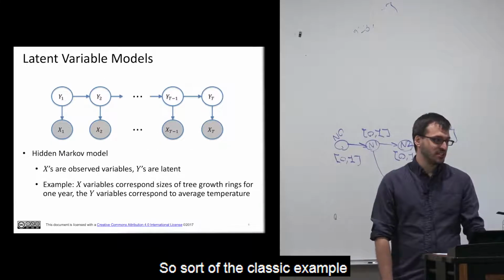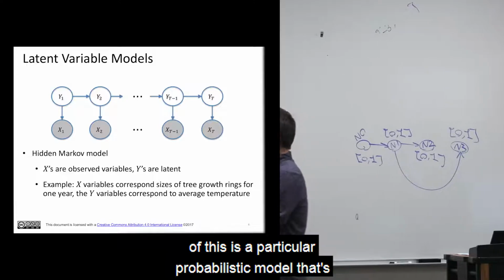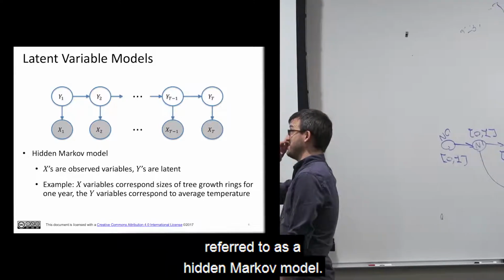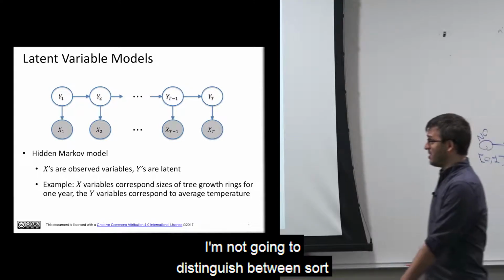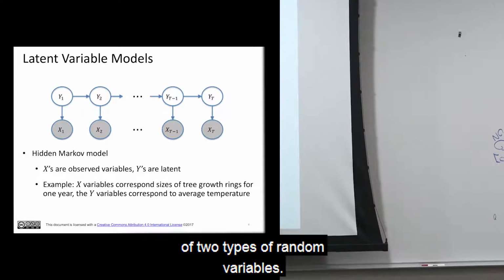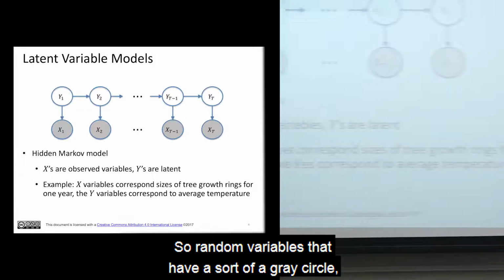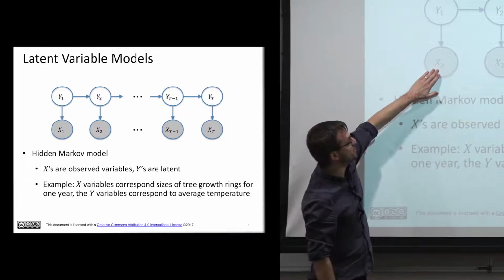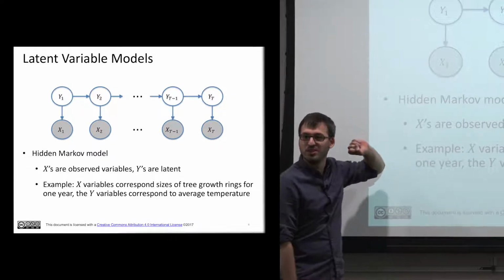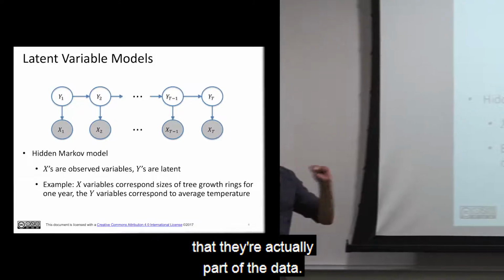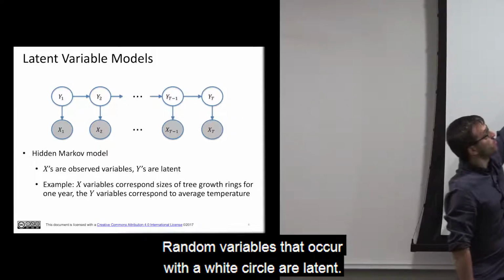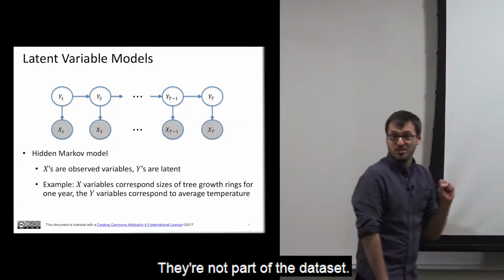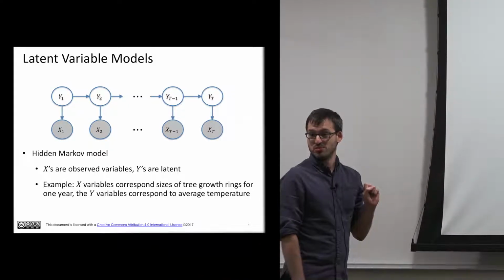The classic example of this is a particular probabilistic model that's referred to as a hidden Markov model. Unlike the Bayesian networks that we saw last time, I'm now going to distinguish between two types of random variables. Random variables that have a gray circle, I'm going to consider those observed. And what I mean by observed is that they're actually part of the data. Random variables that occur with a white circle are latent. They're not part of the data set. We never get to observe them.